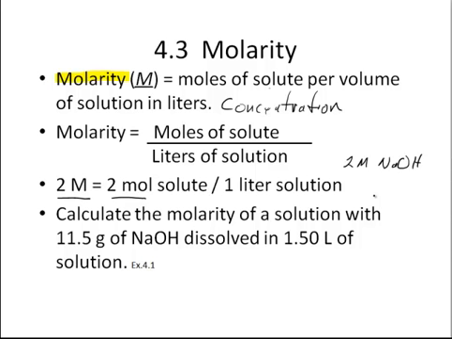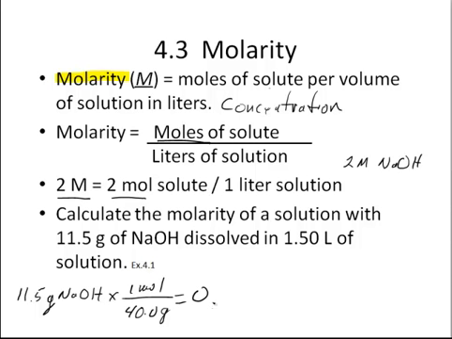Well, let's look at a typical problem that we'll see here. Calculate the molarity of a solution with 11.5 grams of sodium hydroxide dissolved in 1.5 liters of solution. So, we've got to find some moles. It's right there, right? Good thing we're good at it. So, 11.5 grams of NaOH, and let's see, 1 mole of that stuff weighs 40.0 grams, and that gives me a value of 0.2875 moles.